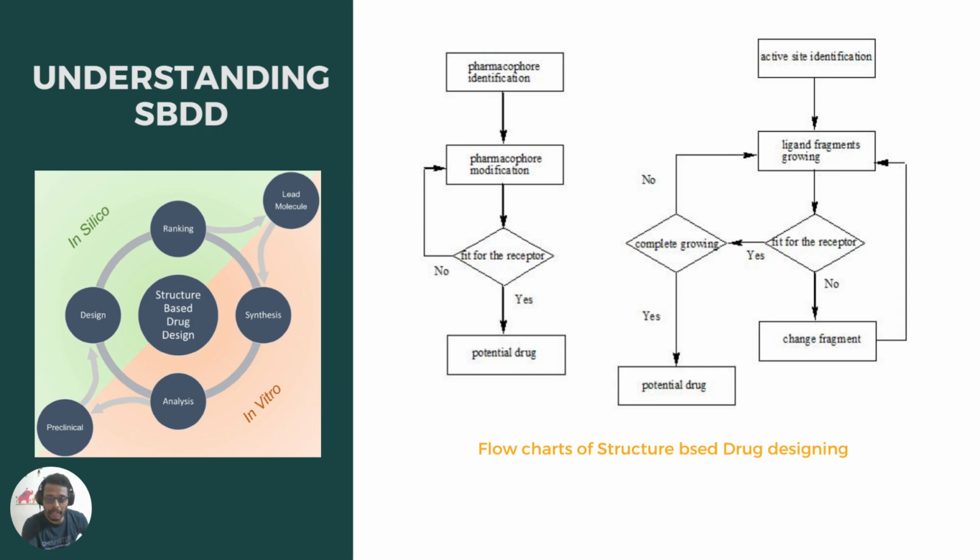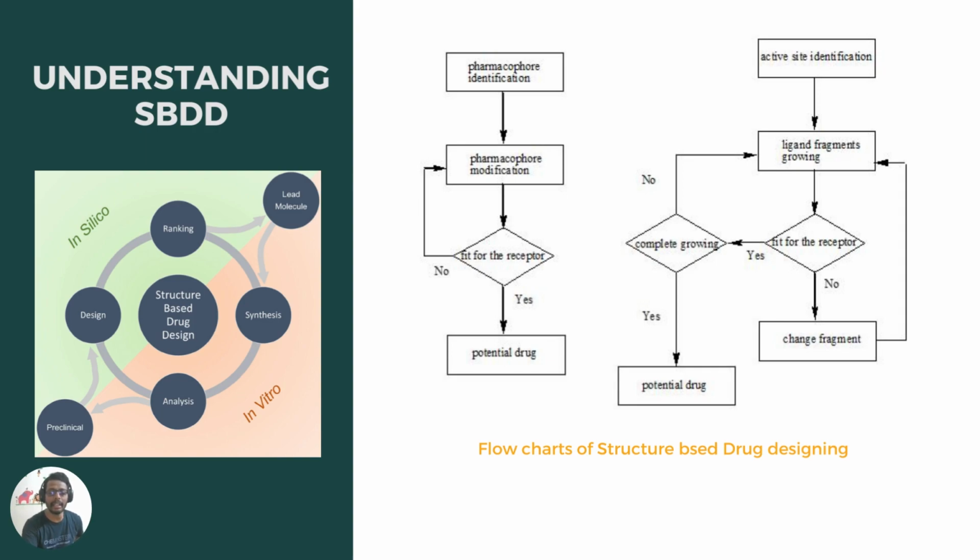Okay, so structure based drug design is generally based on either the pharmacophore or the receptor here, or on the ligand here. In receptor based drug design, first the pharmacophore of the receptor is identified, and in the next step the pharmacophore is modified. If the receptor fits, we go for potential drug design, or if it does not fit, we have to go back for pharmacophore modification. So that is what the receptor based drug design flowchart looks like.